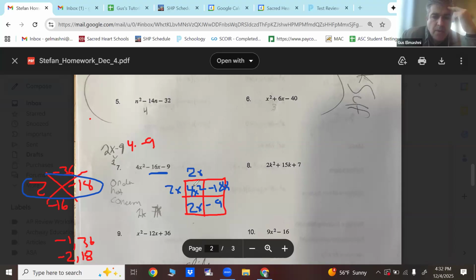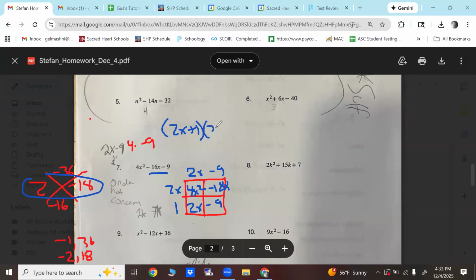That's because 4x squared and 2x have 2x in common. And 2x times 2x is 4x squared. So this has to be 1, because 2x and 1 gets me 2x. This has to be -9, and that makes sense. And I got 2x plus 1.